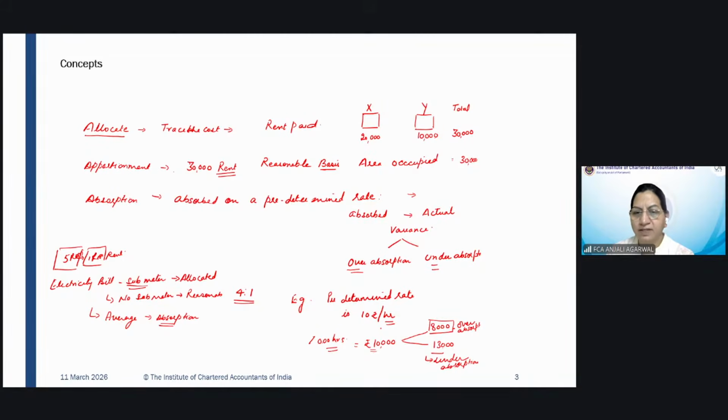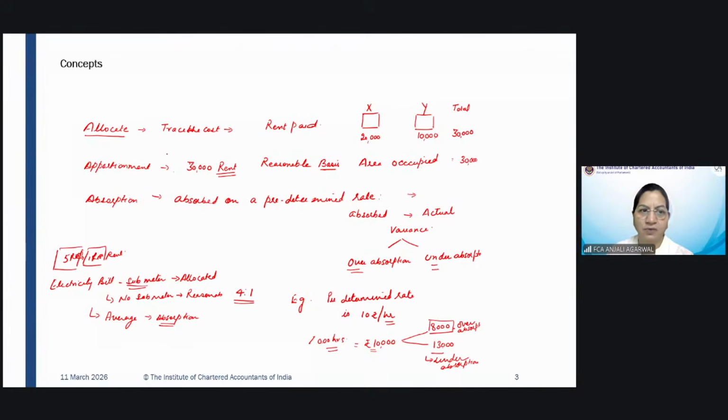So when there is overabsorption, your expenditure becomes more, and therefore your profits are unnecessarily less in cost accounting. Whereas when there is underabsorption, the expenses are booked less, whereas actual expenditure was more. So you have a higher or inflated profit unnecessarily, which is wrong. So you might need to reconcile it or make an adjustment, right?